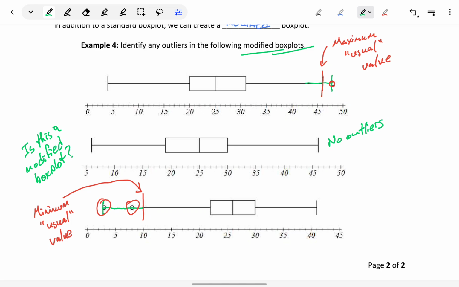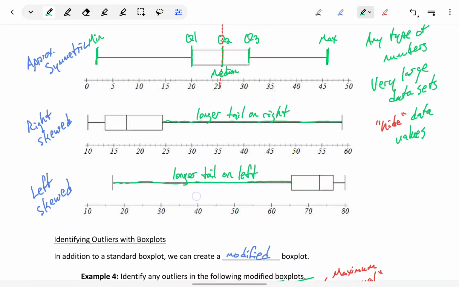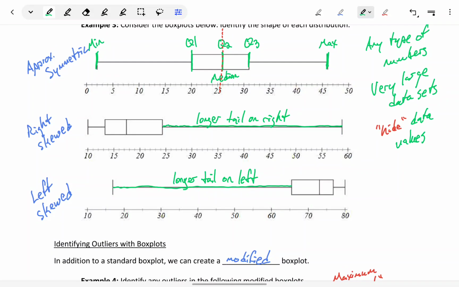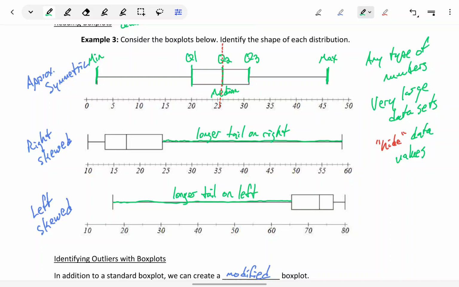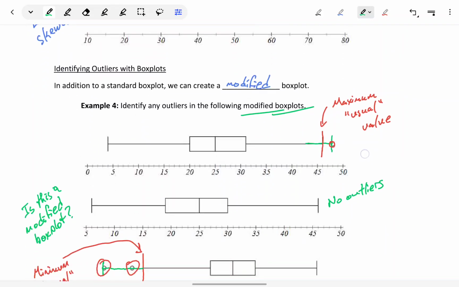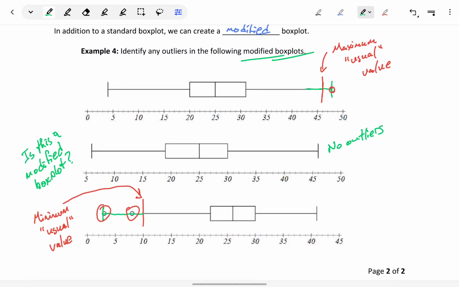Those fences still represent the minimum and maximum usual values, and no data values are occurring beyond that. But again, we just want to make sure we know whether or not we're looking at a modified box plot, because if we were looking at just a traditional box plot, like we see in example 3, these are not modified, so they're not revealing outliers. So that's just a piece of notation, just some important information we need to keep our eye on, especially if we're reading real-world reports or trying to understand real-world information. We need to know how they're presenting that so that we can interpret it correctly.